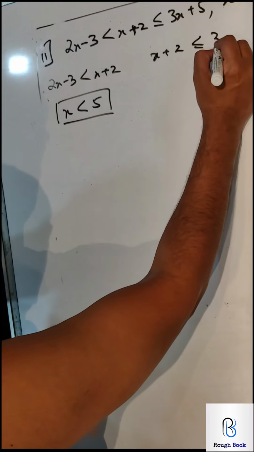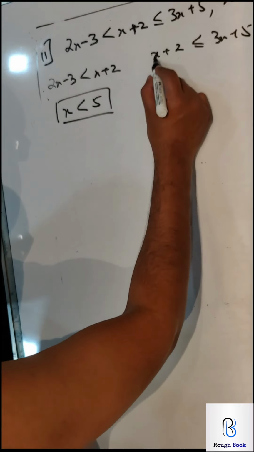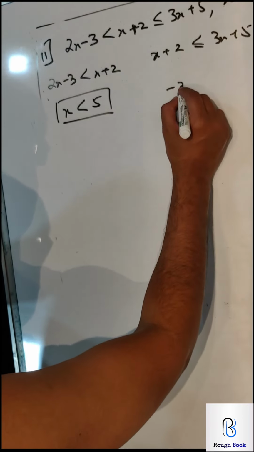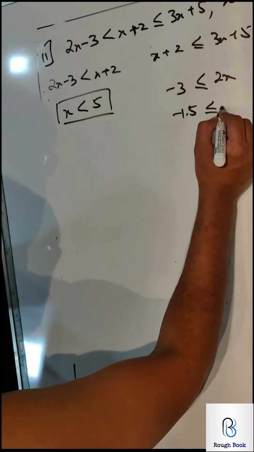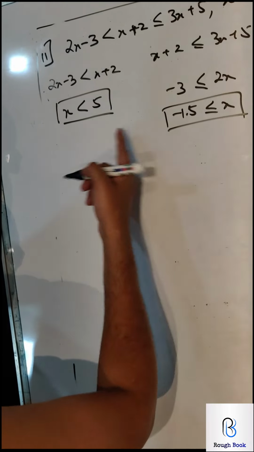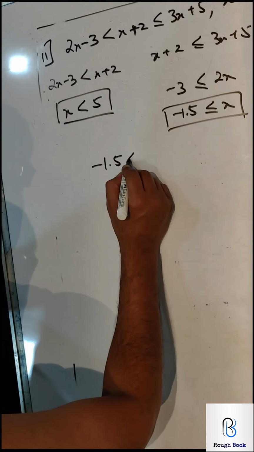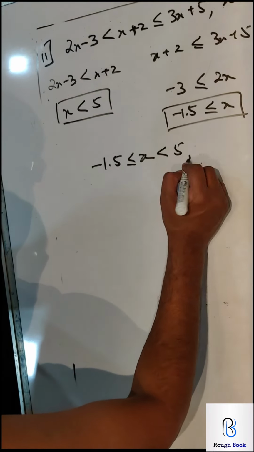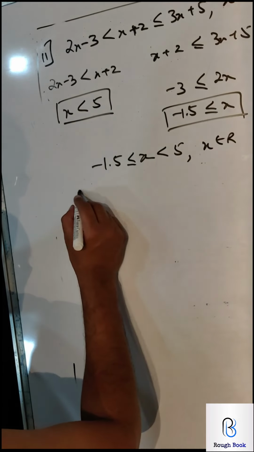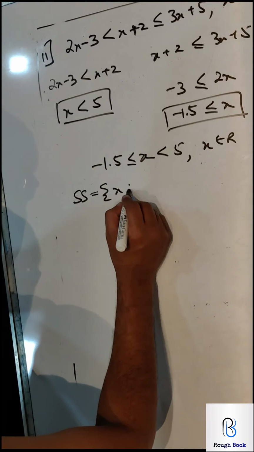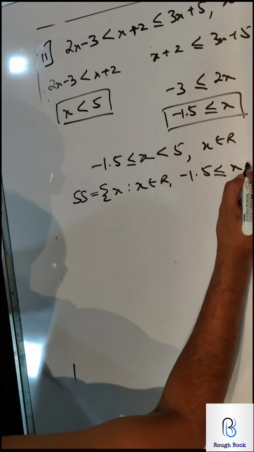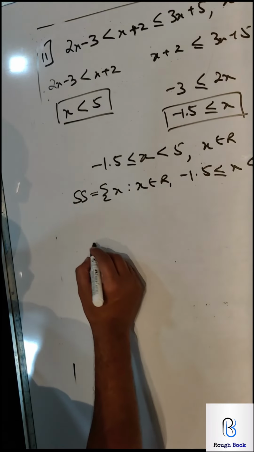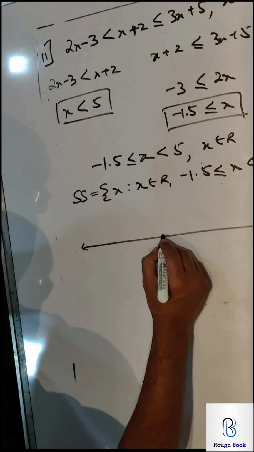x plus 2 less than 3x plus 5. So x on the positive side, this on the negative side, so minus 3 and 2x. So minus 1.5 less than x. Very simple to connect the two. Minus 1.5 less than equal to x less than 5, and x belongs to R. So my solution set x where x belongs to R, minus 1.5 less than equal to x less than 5, and therefore my number line now.